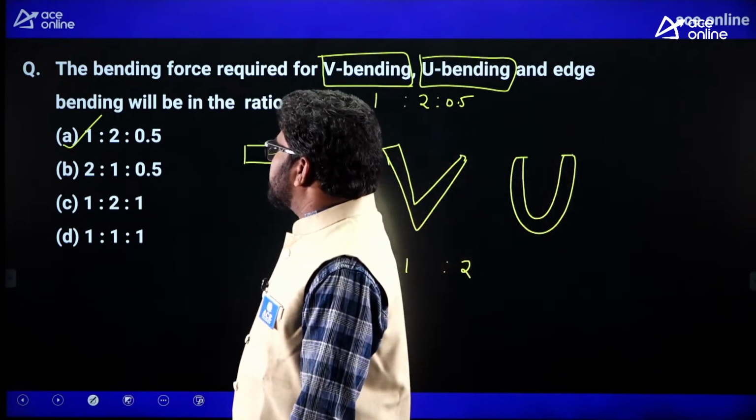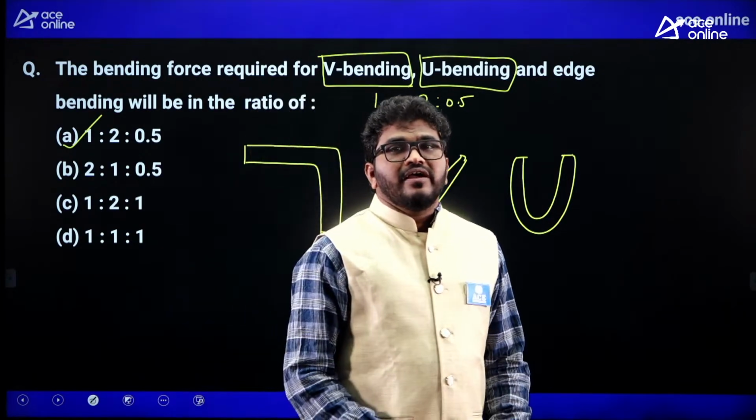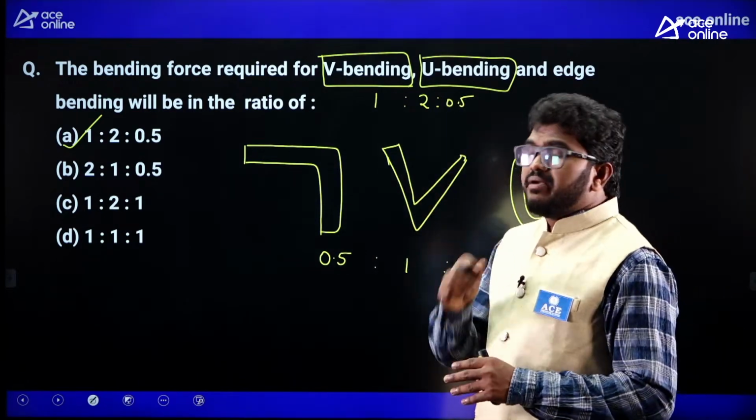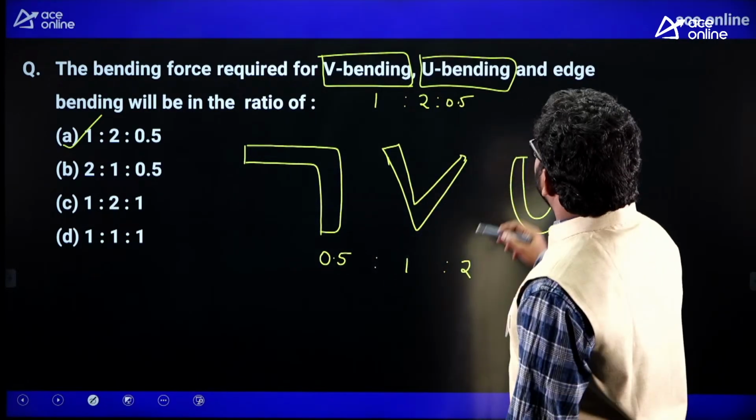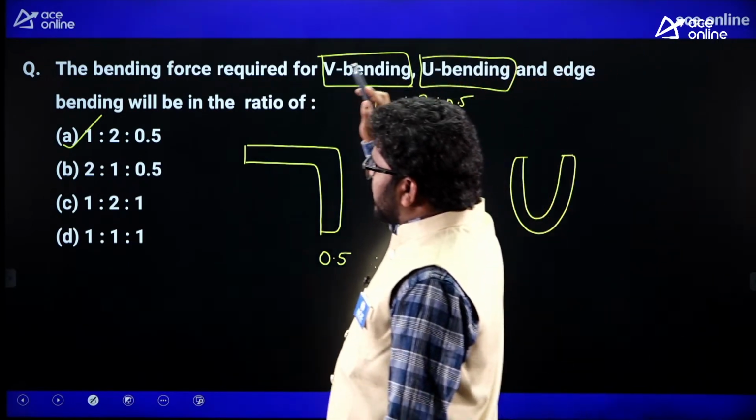That's why Bharat, you should be careful about this. Very, very important. Edge bending requires very, very low force, then V bending, then U bending. U bending requires more force. So in the question, U bending is the last. Sorry. Right.